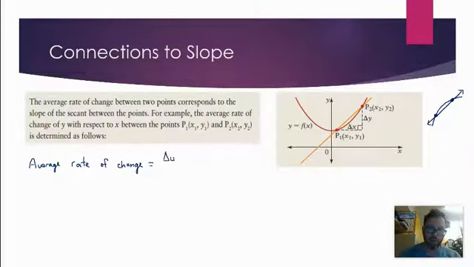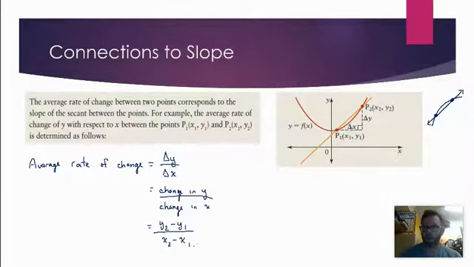So average rate of change is the change in the dependent variable over the change in the independent variable. Remember, this just means change in y divided by the change in x. And to get the change in y from one point to another, P1 to P2, you just subtract the y values. Think back to your grade 9 math course when you first saw this formula. This is the slope formula. This is literally the slope of the secant.